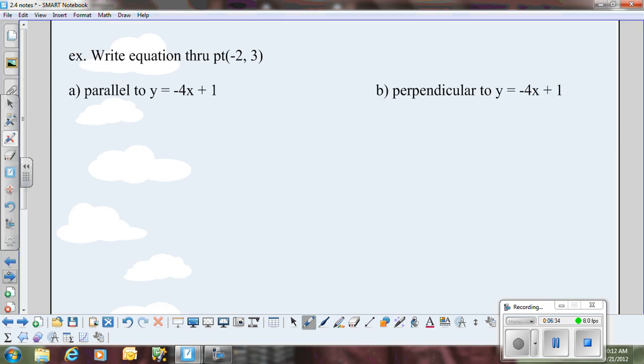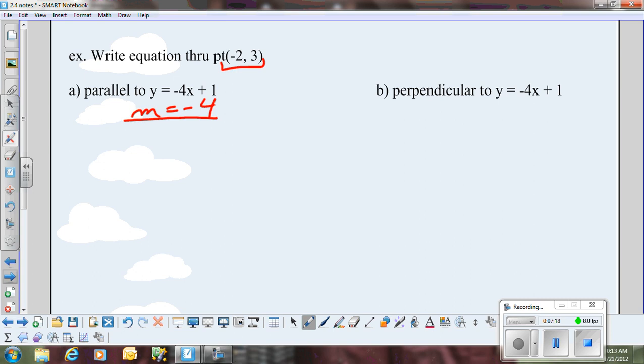Now, the other type of problem you're going to see today is we're going to write an equation of the line that goes through point -2, 3, and you're given this information. I want to write the equation of the line that's parallel to y equals -4x plus 1. Now, I already know the point. I just need to know the slope. Well, what's the slope of this line, y equals -4x plus 1? -4 over 1, right? Okay. What's the slope of the line parallel to that? -4 over 1. Same deal.